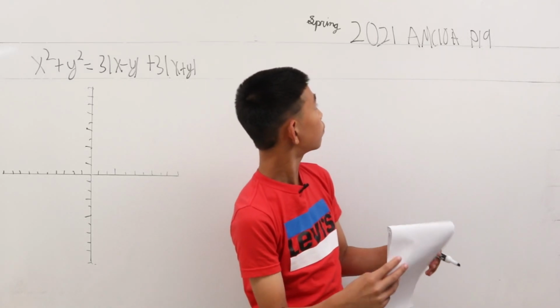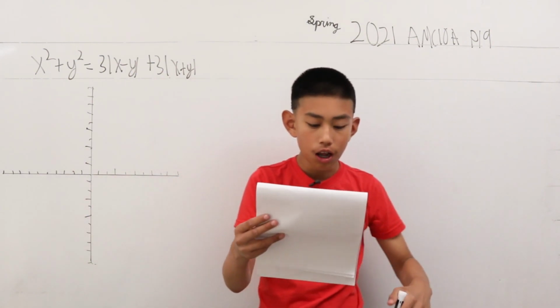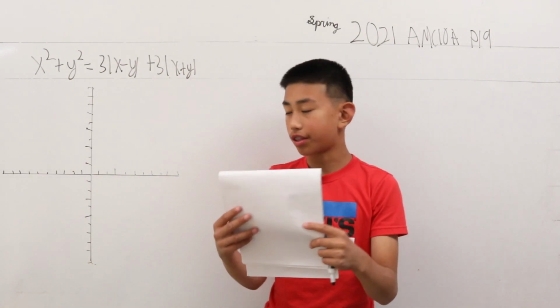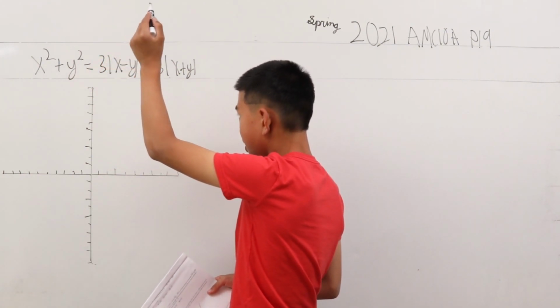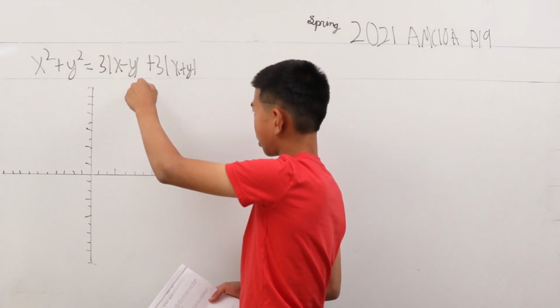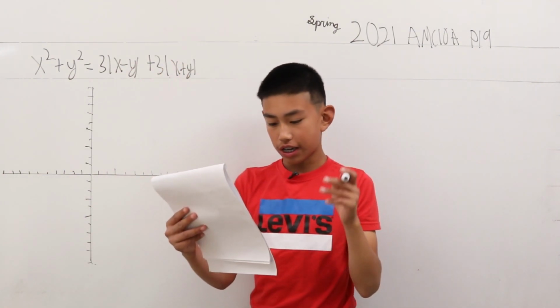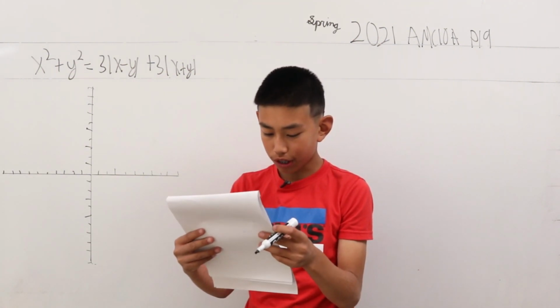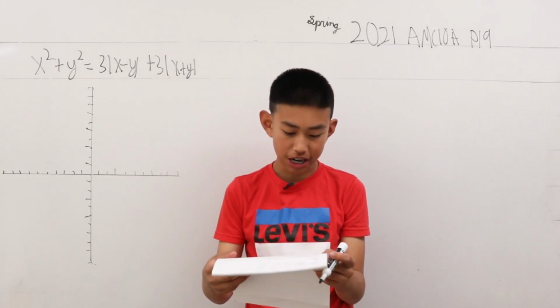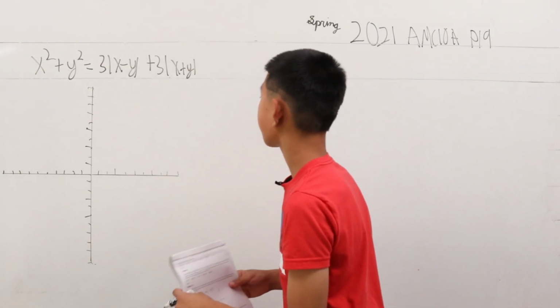Today we're solving problem 19 from the Spring AMC 10A from 2021. The area of the region bounded by the graph of x squared plus y squared equals 3 times the absolute value of x minus y plus 3 times the absolute value of x plus y can be expressed as m plus n times pi, where m and n are integers. What is m plus n?